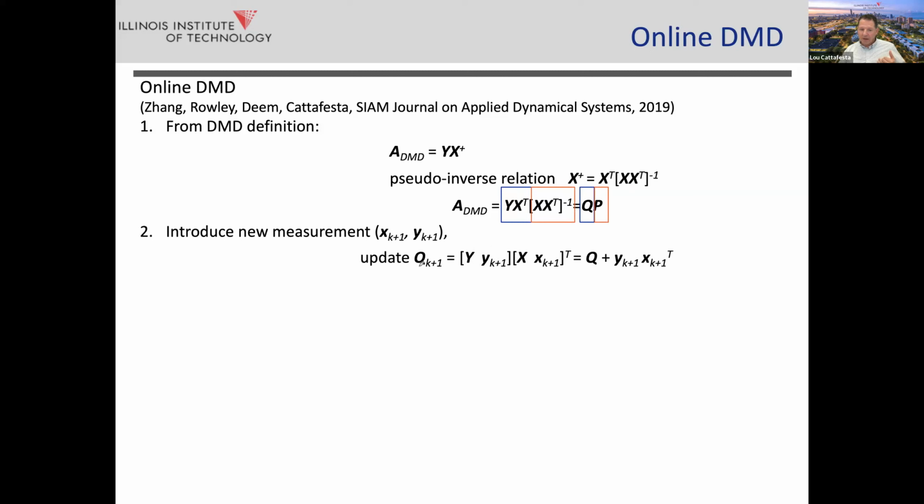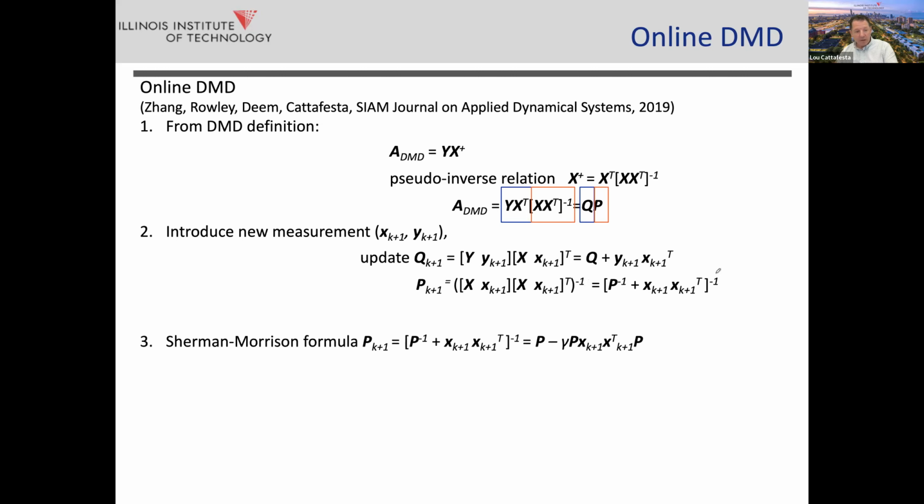We multiply this out, and you can see the updated Q is straightforward. It's just a matrix multiplication. On the other hand, when you calculate the P matrix, because of the inverse, this is what slows you down if you want to do this at very, very high data rates. So to circumvent this, we use the Sherman-Morrison formula, which essentially does this in a recursive fashion.